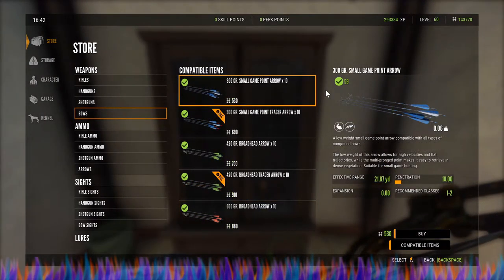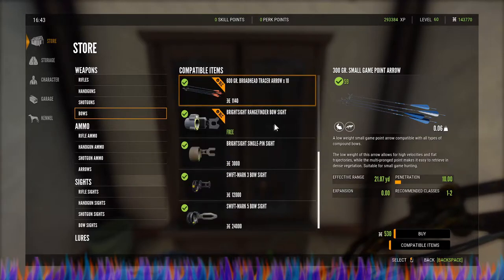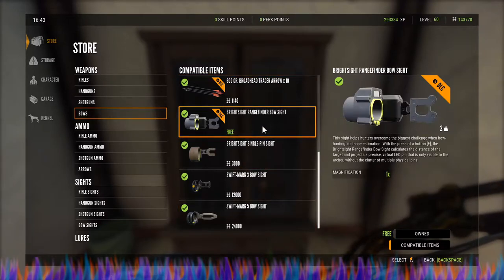This portion of the video is going to be shared with all of the compound bow videos. So if you notice it looks the same, it's because it is the same exact footage being shared between all of them. So all of the compound bows are compatible with 4 different sights and 6 different arrows.